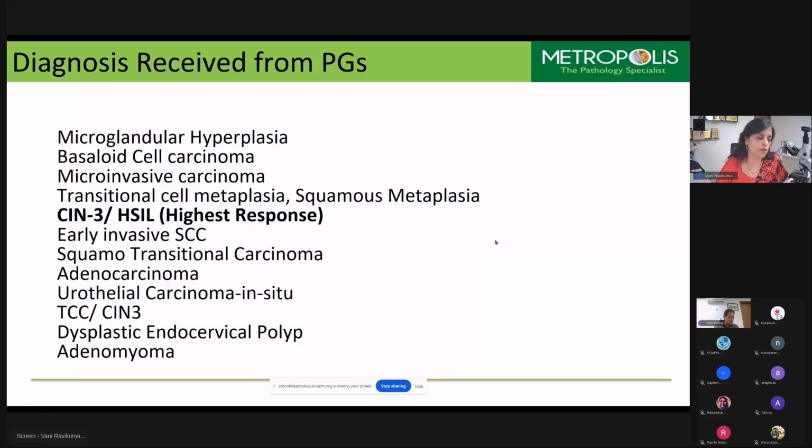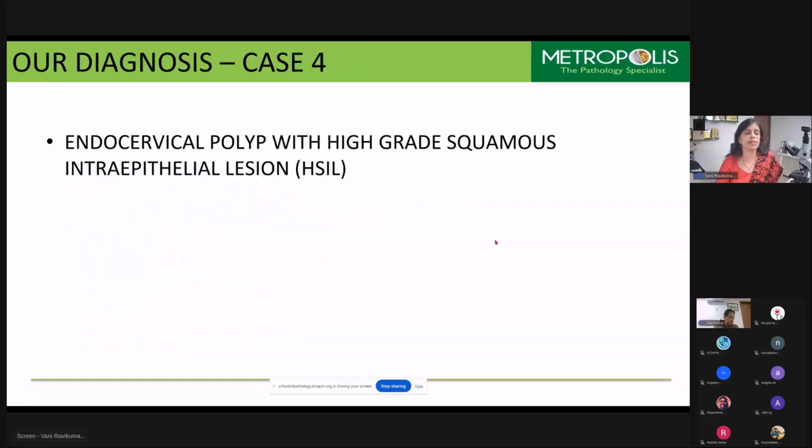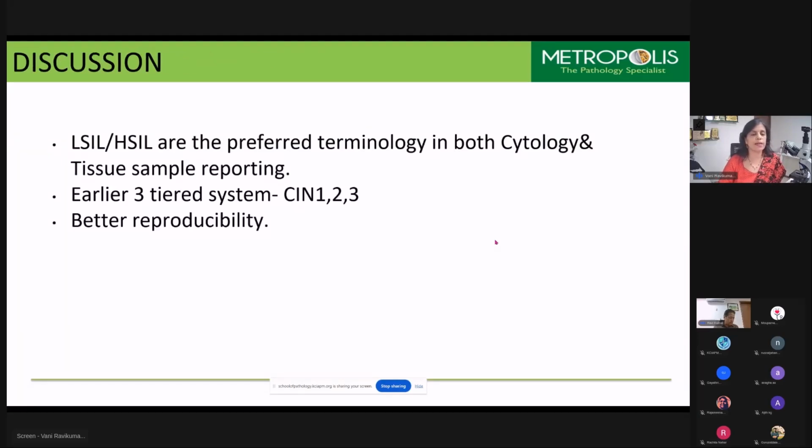So I think we'll stick to the more common things. And dysplastic endocervical polyp, yes, correct. But I think it's not a very good pathology description to give it an impression. So these were the differentials, and the highest number of responses was CIN3 or HSIL, and that's really a good sign that most of you are on the right track. Our diagnosis: endocervical polyp with high-grade squamous intraepithelial lesion, HSIL.